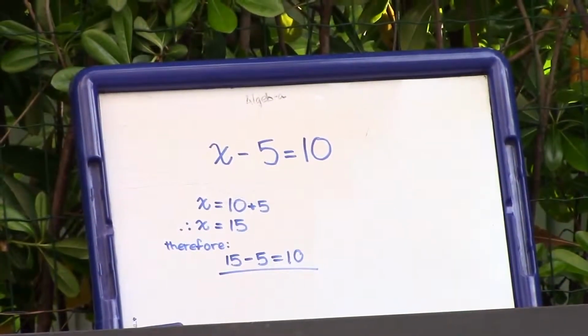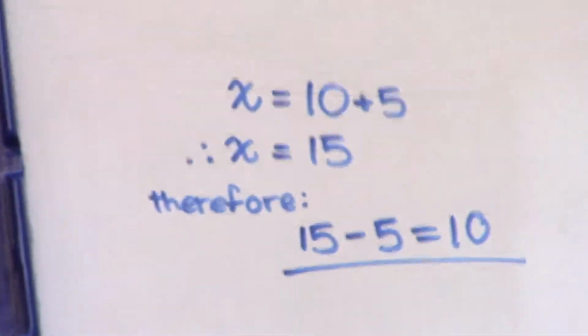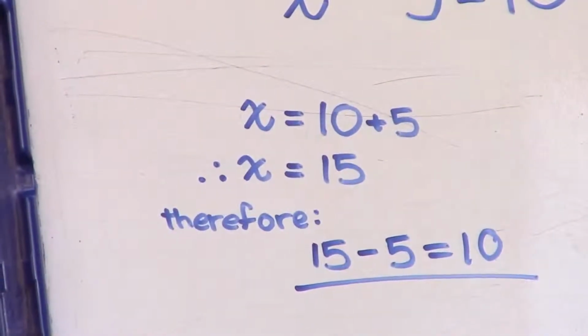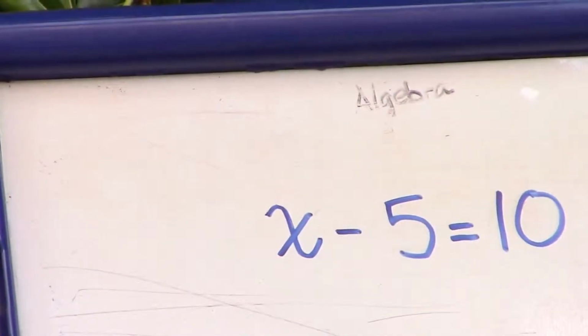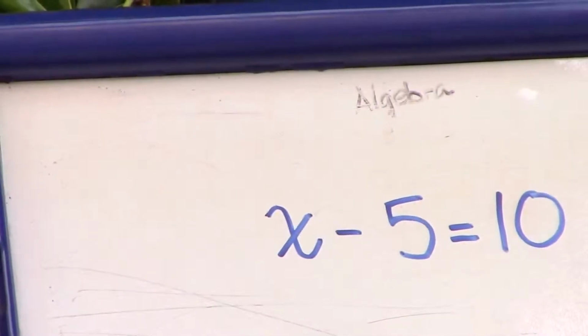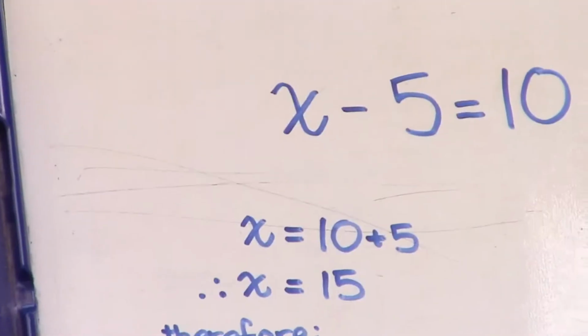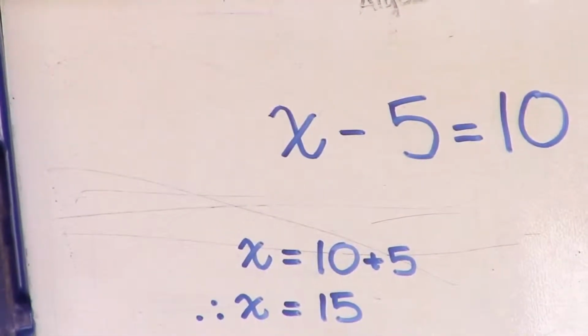So now we have solved this equation. The solution is x equals 15. But how did we solve it? We just had to add 5 to each expression. x minus 5 plus 5 equals 10 minus 5 plus 5. So we got x equals 10 plus 5, and so x equals 15.